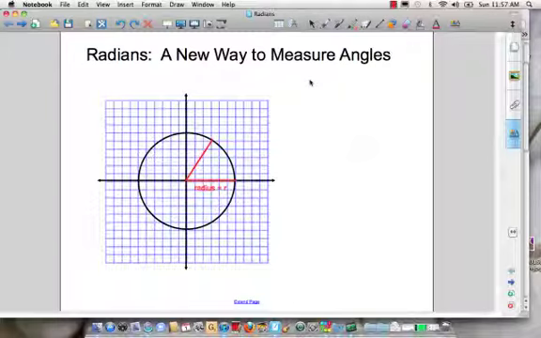Let's consider that this circle has a radius, let's call it r, and let's think about the angle that subtends an arc length equal to the radius. To subtend means that that's the arc that that angle slices out of the circle. So if you have an angle where the arc length right here in green is equal to the radius, which is in red, then what we say is that that angle measures 1 radian. And that is actually the definition of a radian.